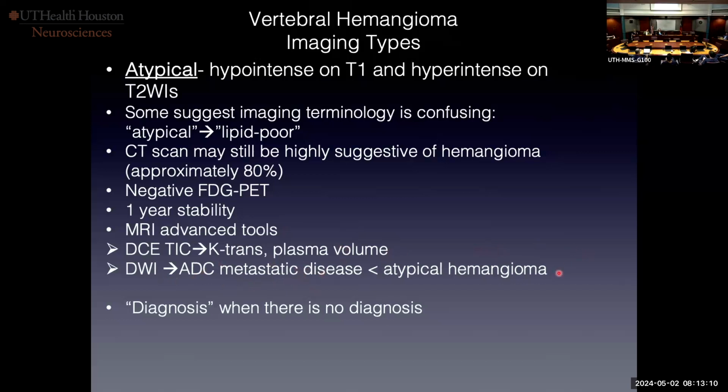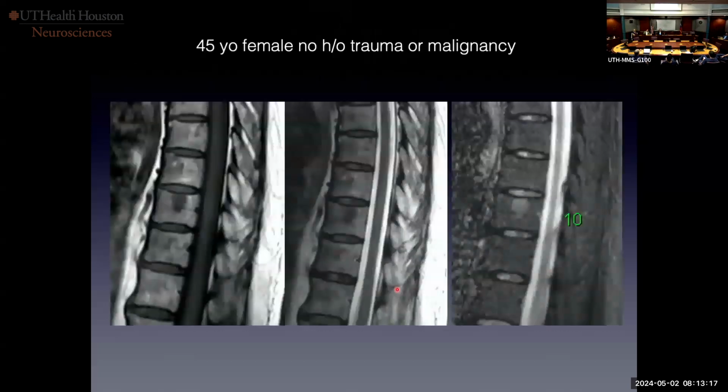Unfortunately, this becomes a diagnosis when there is no diagnosis, and you'll find it being used kind of like a garbage can. So here's a classic question.